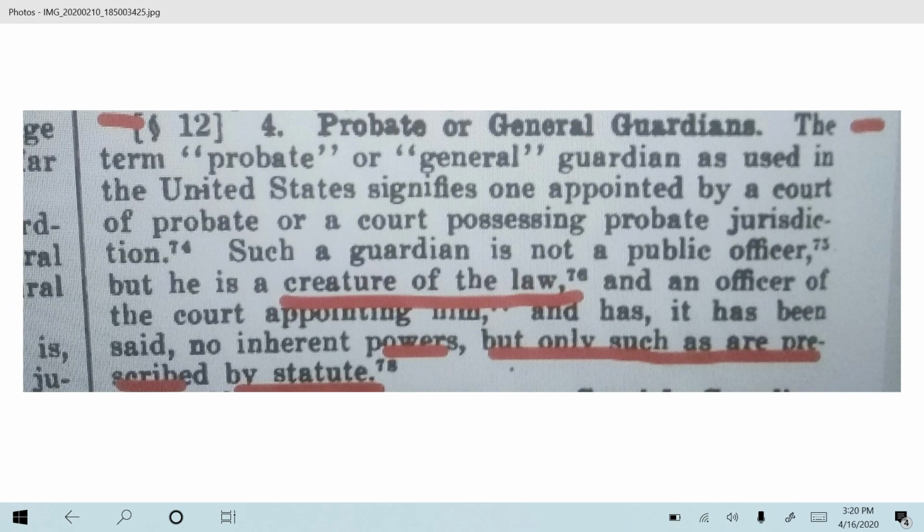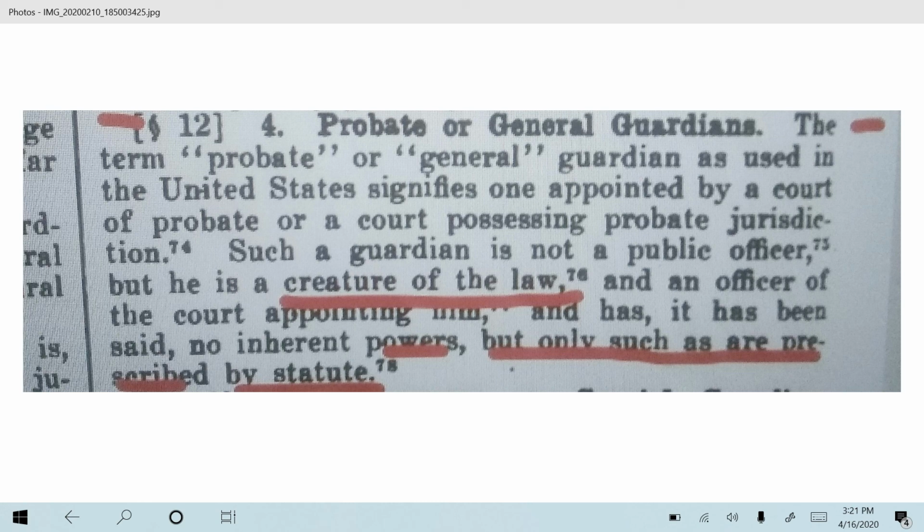And in probate of general guardians, it says here the term probate or general guardians used in the United States signifies one appointed by a court of probate or a court possessing probate jurisdiction. Such a guardian is not a public officer, but he is a creature of the law and an officer of the court appointing him, and it has been said he has no inherent powers, but only such as are prescribed by statute. Ooh, I like that.